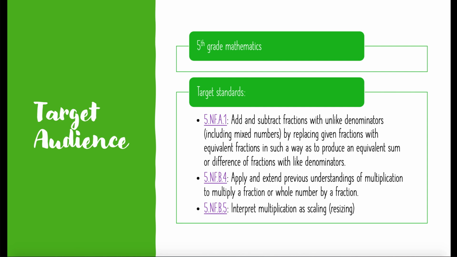So my target audience is my 5th grade math students. The target standards are listed there. Now it's important to note that identifying equivalent fractions and understanding how to make equivalent fractions is a foundational skill that students need in order to meet these 3 standards. And that includes adding and subtracting fractions with unlike denominators, using their understandings of multiplication when multiplying a fraction to a whole number and a whole number by a fraction, and then interpreting multiplication as scaling or resizing. So when students are given 2 objects, they should be able to see the side equivalencies of those objects, which comes later in our unit. But again, this is a foundational skill that my students must understand in order to meet these standards.